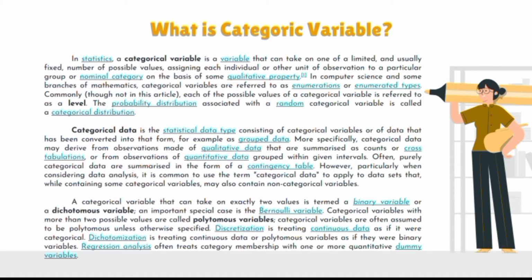Categorical data is the statistical data type consisting of categorical variables, or of data that has been converted into that form, for example as group data. More specifically, categorical data tabulation. Categorical data may derive from observations made of qualitative data that are summarized as counts or cross-tabulation, or from observation of quantitative data grouped within given intervals.